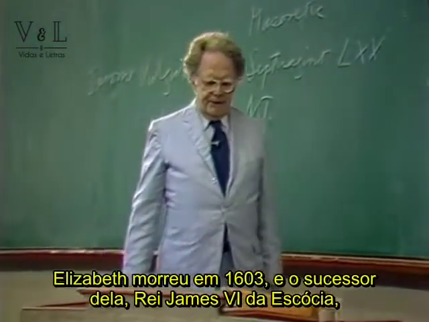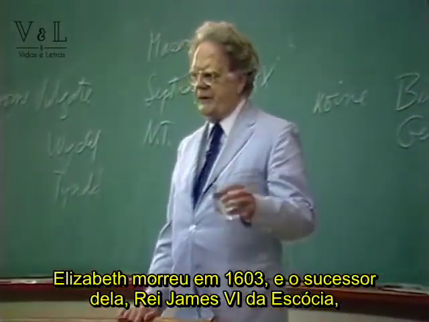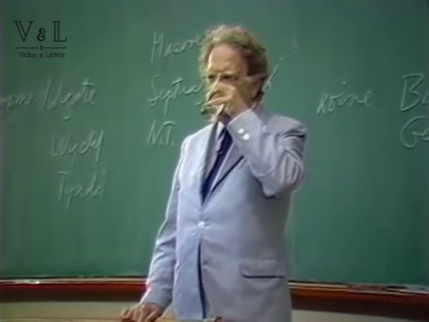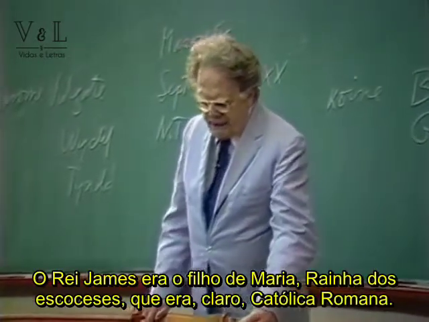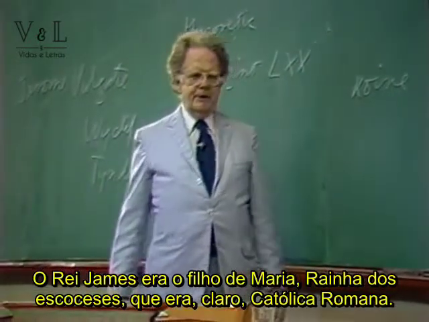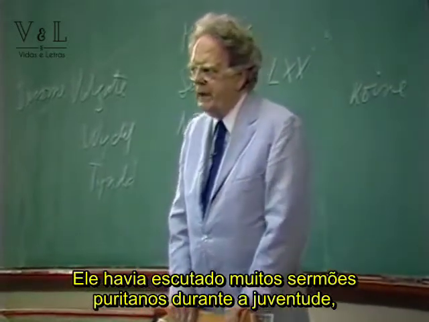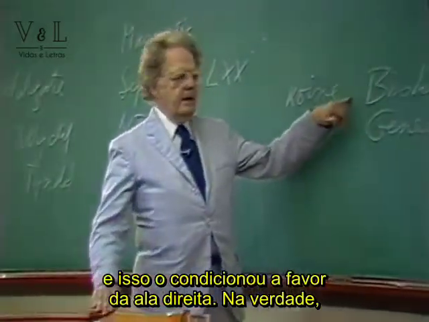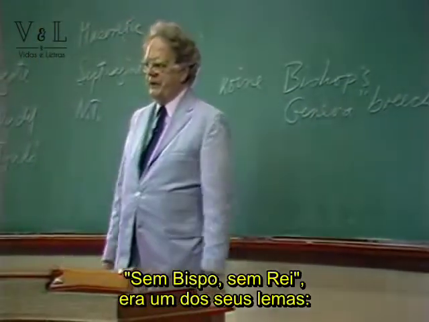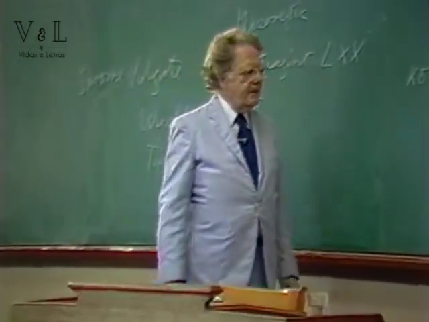Elizabeth died in 1603, and her successor, King James VI of Scotland, moved to London to become King James I of England. King James was the son of Mary Queen of Scots, who was, of course, Roman Catholic. He had listened to a lot of Puritan sermons in his youth, and this had conditioned him in favor of the more right-wing establishment. In fact, "no bishop, no king" was one of his mottos. He believed that the episcopal system was essential to the monarchy.